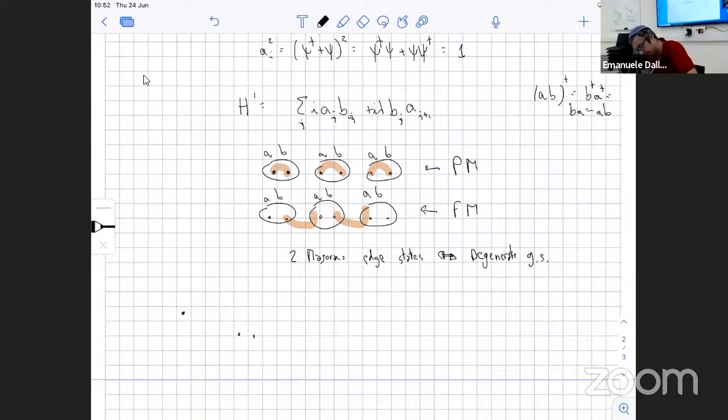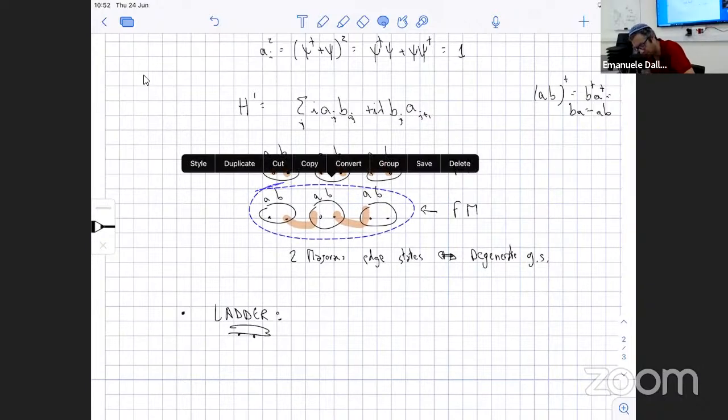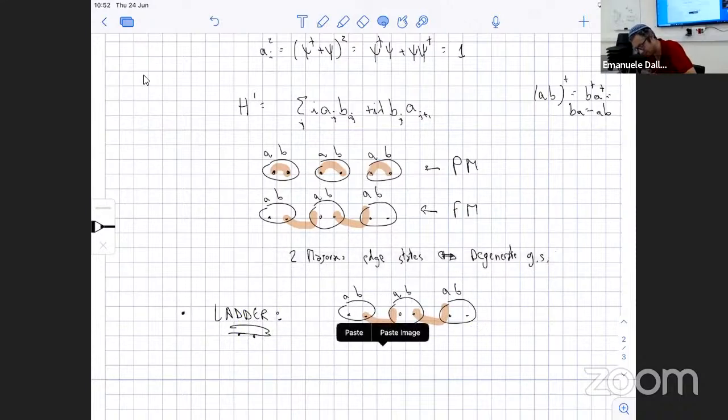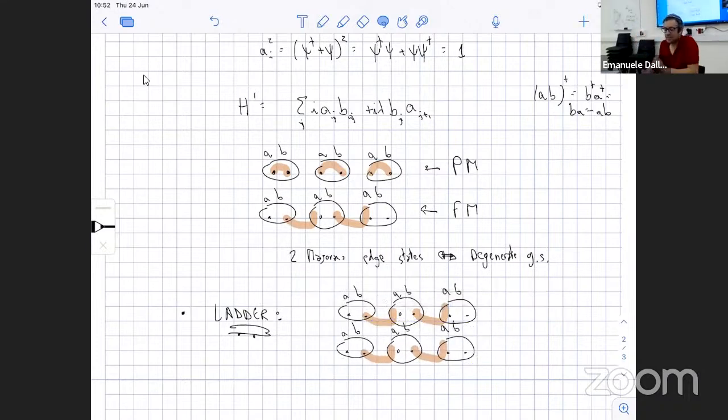Just take two of these chains. So let's discuss the case of a ladder. I take this, I copy it, I paste it. This is one. I paste it again, and this is two. Okay, great, nice. So now this is a system. This is still a one-dimensional system, very, very long. And there are two chains, and this is called the ladder.